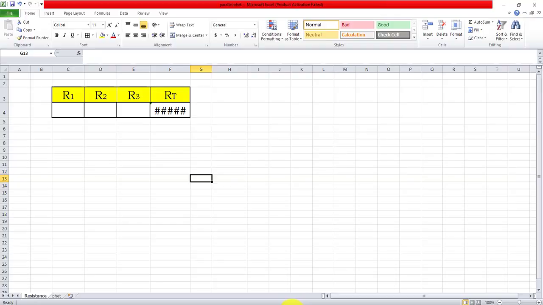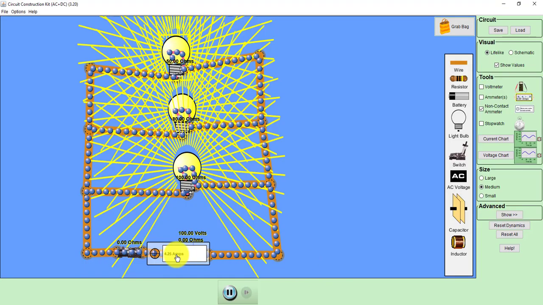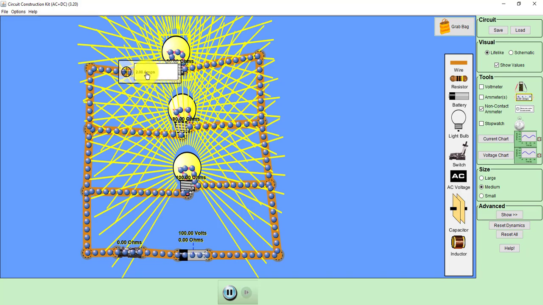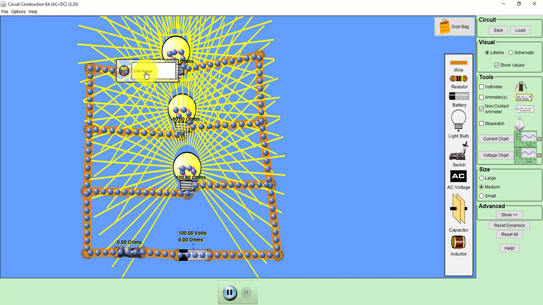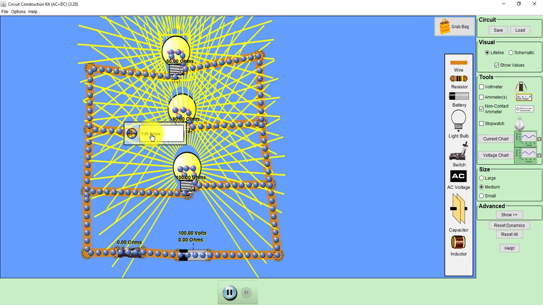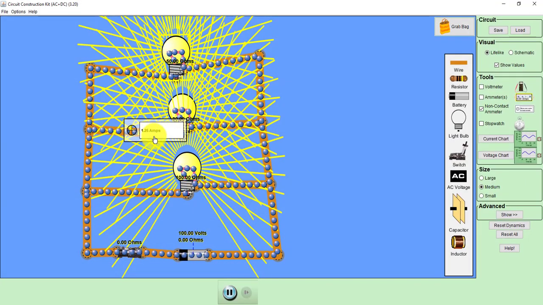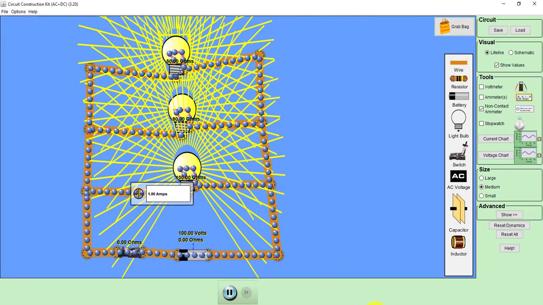Now let me note down this in the Excel file. So total current I am getting as 4.25. Now we will measure the current through each path, through each bulb. Now current flowing through the first bulb is 2 ampere. Let me note down this, 2 ampere. Current flowing through the second bulb is 1.25 ampere, and current flowing through the third is 1 ampere.